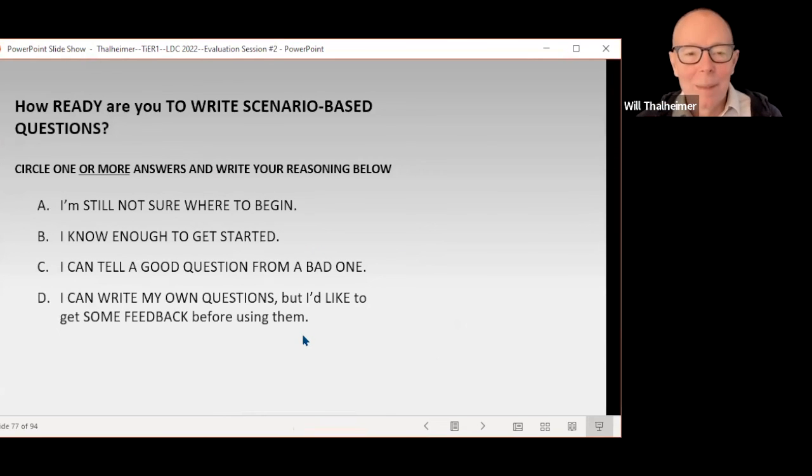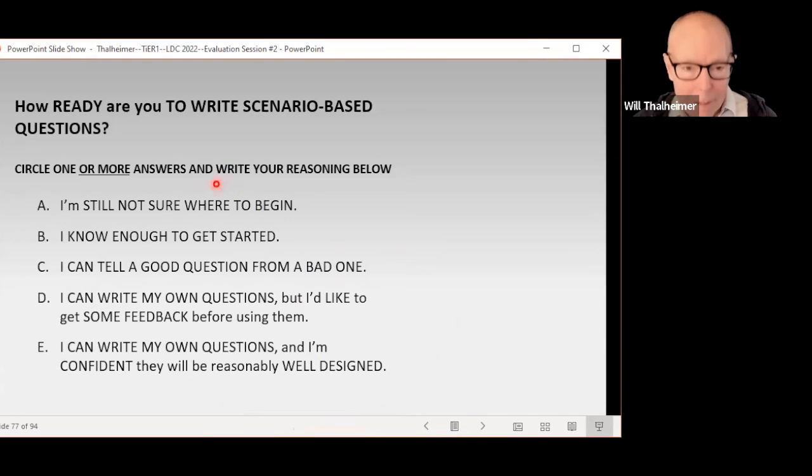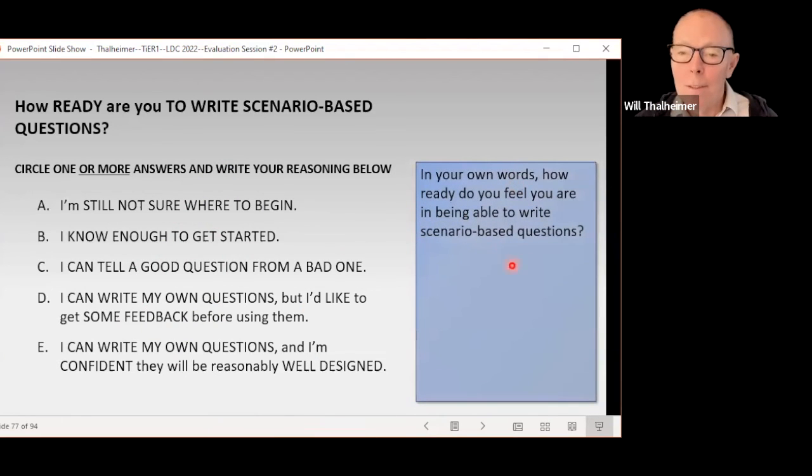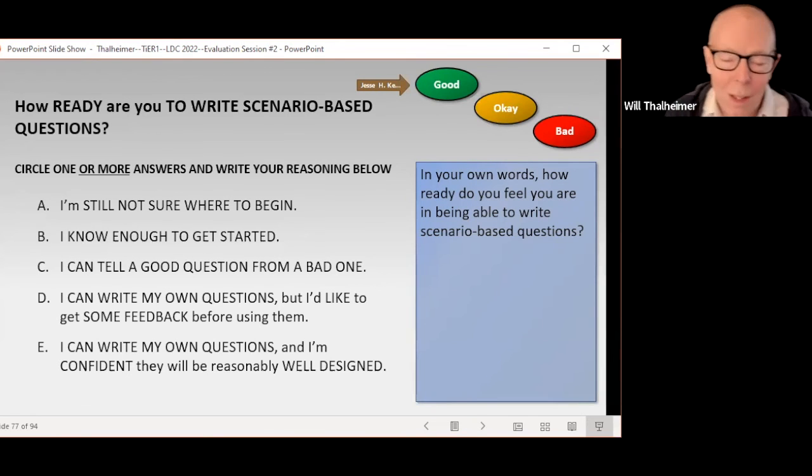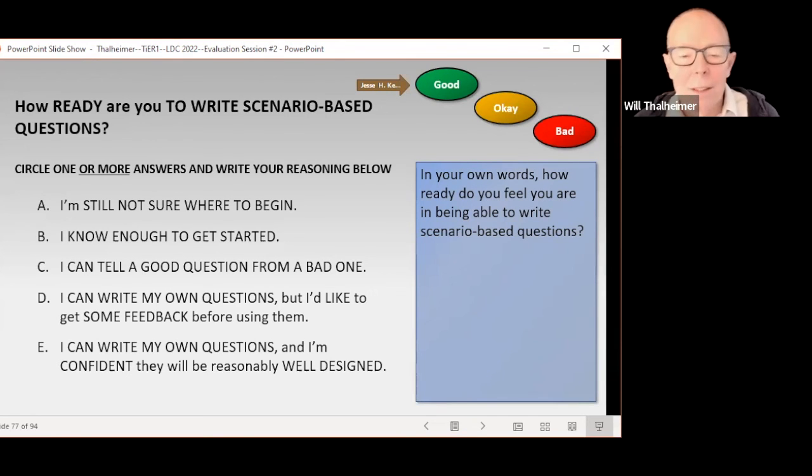All right, what do you think about this? This is a choice question here, and going with the choice question, there's an open-ended question as well. What do you think about this combination? Let me draw a line in the sand here. You think this is good, okay, or bad? Okay, you guys like this? Well, thank you very much. This is a question I developed for a workshop I taught on how to write scenario questions.